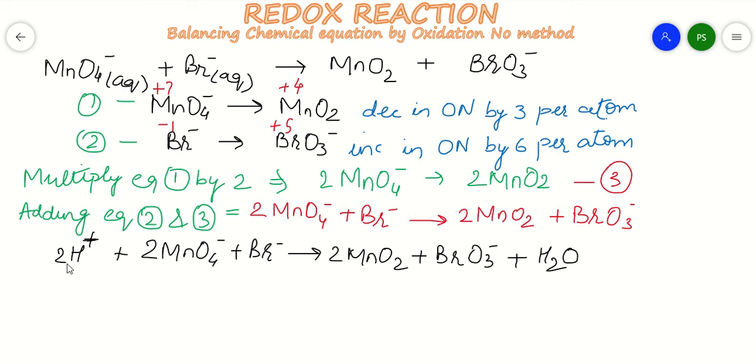Now let's check it. 2 hydrogen on the left hand side, 2 hydrogen on the right hand side, 2 Mn on the left, 2 Mn on the right, 1 Br on the left, 1 Br on the right, and 8 oxygen on the left hand side and 8 oxygen on the right hand side. So children, this equation is balanced in acidic medium.